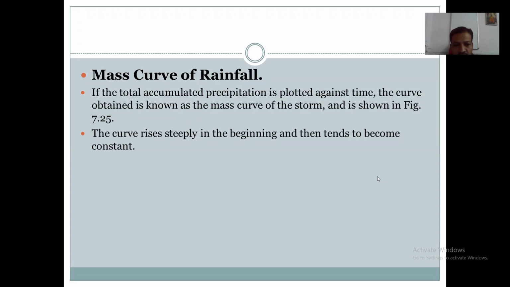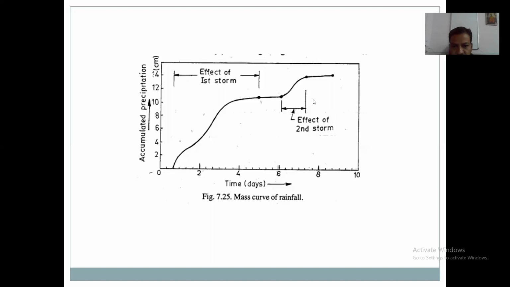So this curve rises steeply in the beginning and tends to become constant for a particular hours. This is the effect इथे दाखवले पहा in this graph. See this mass curve म्हणजे काय? It is a graph between accumulated precipitation. Precipitation किती झालेलं आहे? How much the intensity of rainfall that is measured in centimeter. Y axis वर इथे दाखवले पहा. Accumulated precipitation in centimeter and time in days.